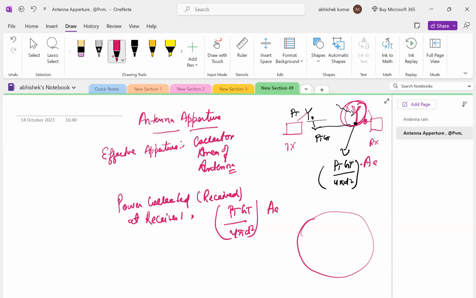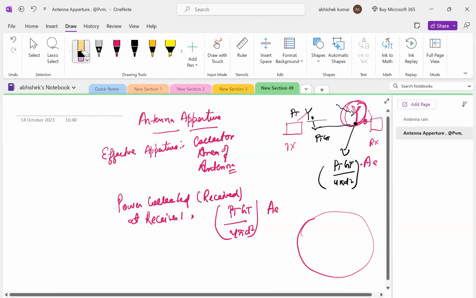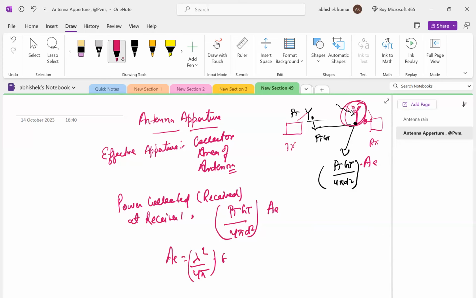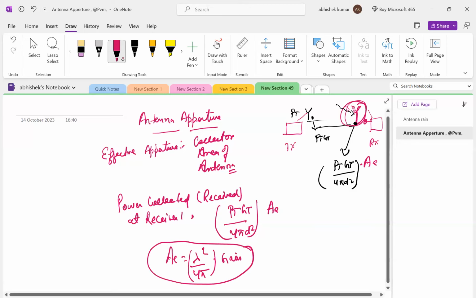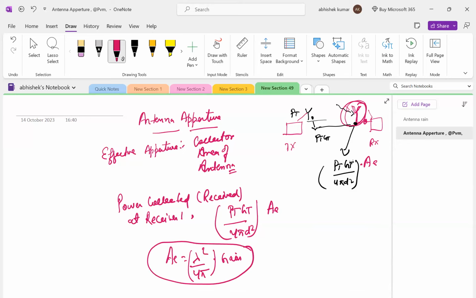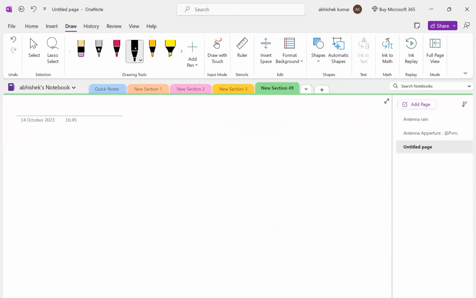There is a term, effective aperture. Effective aperture means how much power is being absorbed by the antenna. The aperture antenna formula is A equal to lambda square by 4 pi into K. This is the aperture antenna formula, so you have to remember all of those things. Now we have a theorem known as the receive theorem.